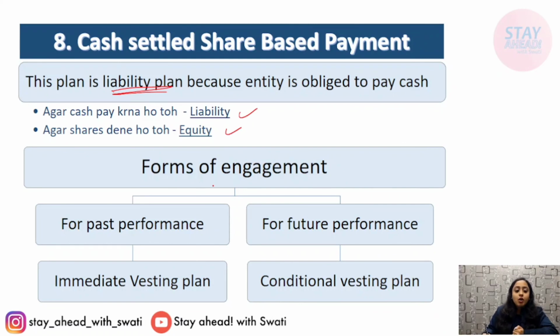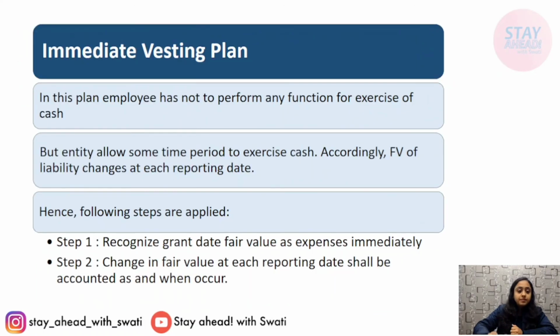Forms of engagement. For past performance, immediate vesting period, and for future performance, conditional vesting period can be taken. Immediate vesting period plan means in this plan the employee does not have to perform any function. Since the vesting period is completed, there are no conditions that need to be fulfilled in future. So the vesting period ends right there and the exercise period starts for exercise of cash. The entity allows some time period to exercise cash. Accordingly, the fair value of the liability changes at each reporting period.